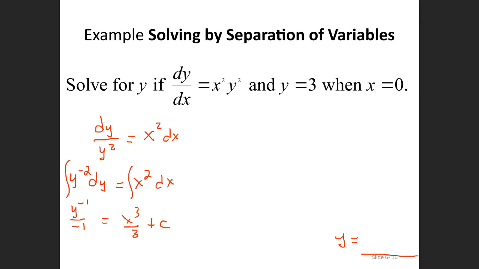Now, a lot of students, this is where they really blow my mind here. Since I have a negative exponent, I'm just going to put that on the bottom. Okay, so that becomes this, right? So the negative 1 I can put on top is equal to x to the third over 3 plus c.